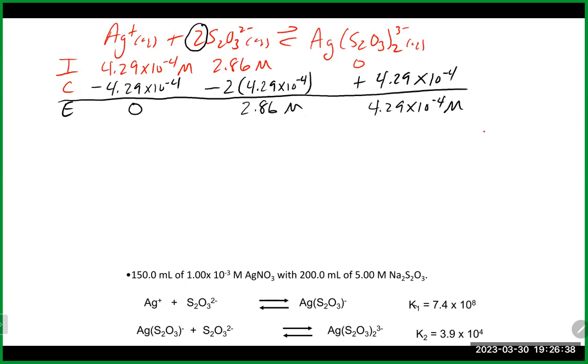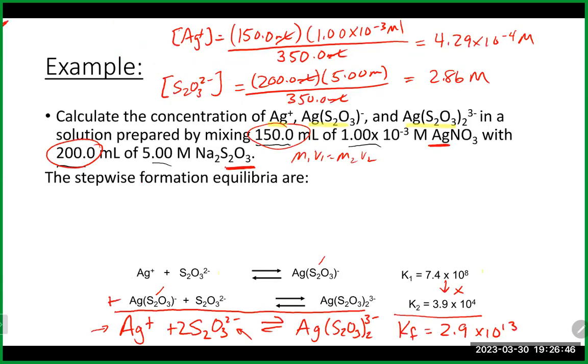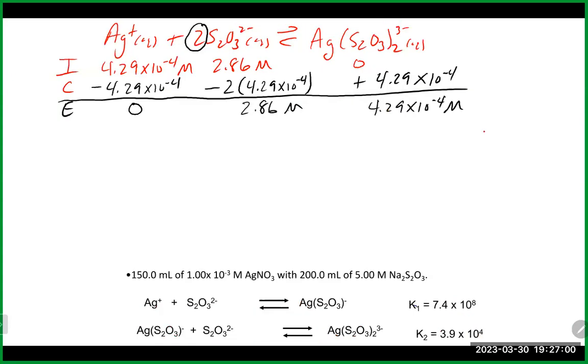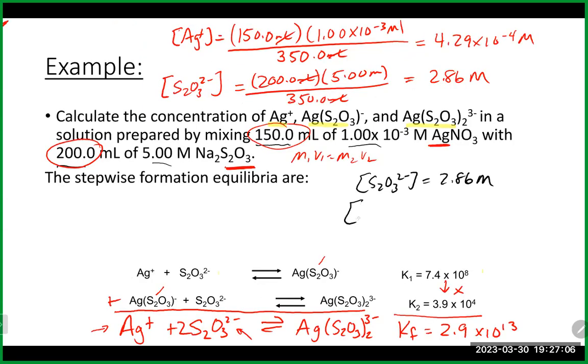Any questions on that ICE table? At this particular point, we actually just got 2 answers that we're looking for. We got the concentration of the S2O3 2 minus, which is 2.86 molar. We also got the concentration of our overall complex ion, which is 4.29 times 10 to the minus 4 molar.